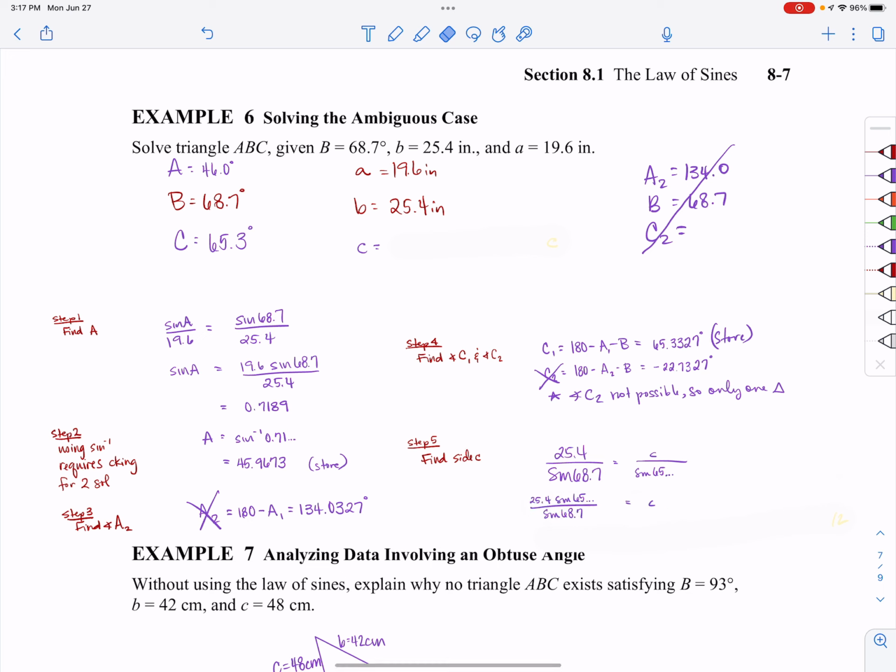All right, let's go ahead then. Isolate C, throw that into the calculator. We'll get 24.77 number, and we'll write this in rounded to the nearest 10th as our significant figures.